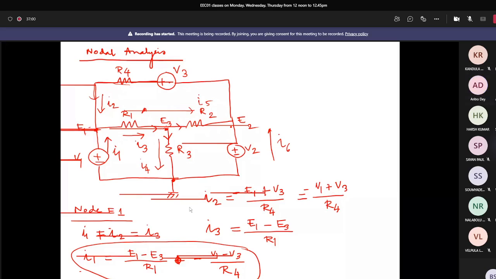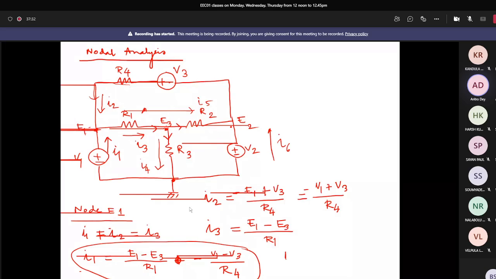Sir, one thing, can we say that E2 is equal to V3? No, E2 is not equal to V3. Sir, why? Because there is no resistor, so no potential drop. No, it's not like that. We can say that E2 is equal to V2 because between E2 and V2 there is no drop. But let's continue; it will be clear to you.